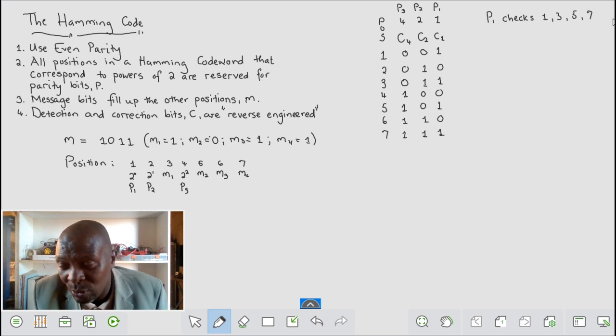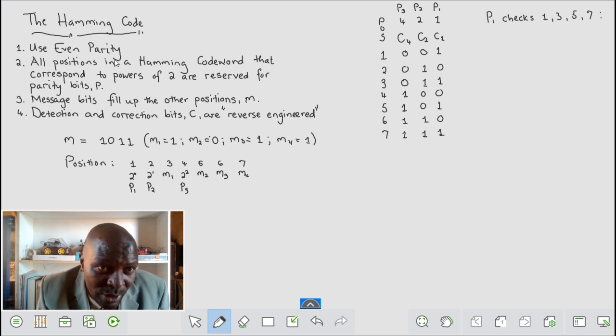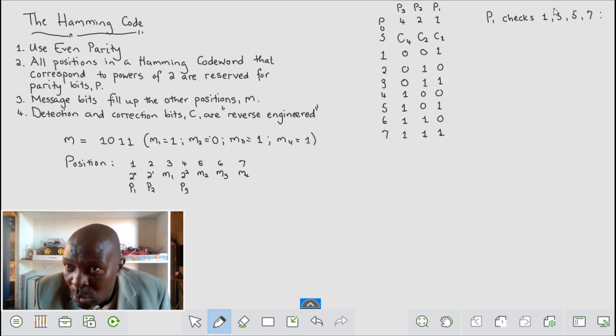Now what does it do? It then says we are using even parity. So on the message that we're going to transmit, all the bits that are going to fall in these positions here are going to have an even count of ones.